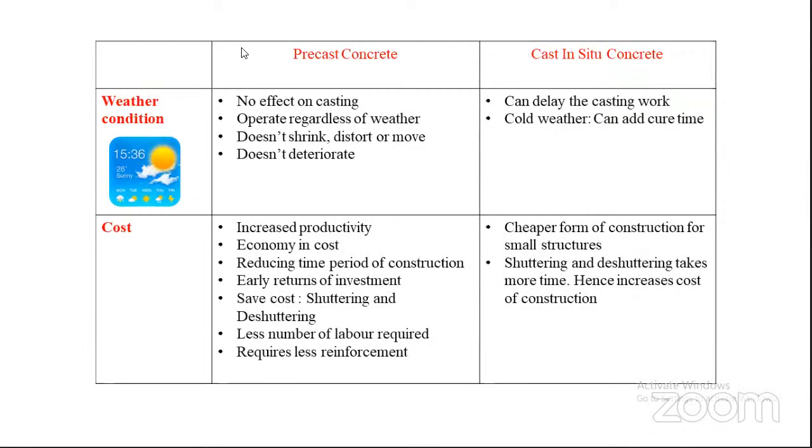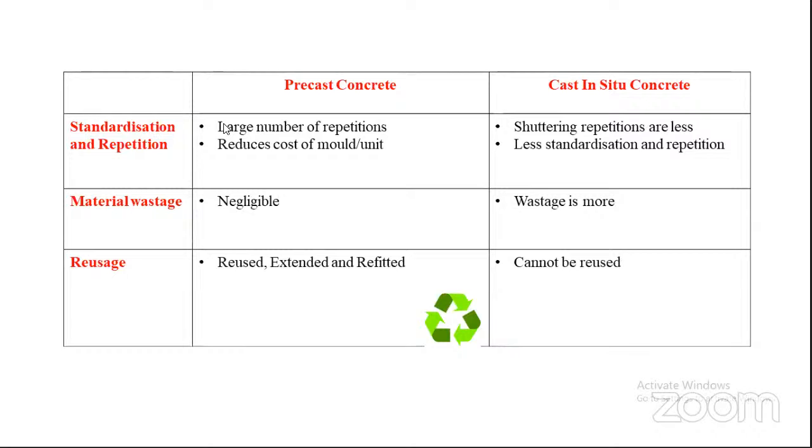Next is standardization and repetition. In the precast method, similar elements repeat in a wall or a high-rise building. There is greater standardization, and there will be more repetition, right? So the mold for the precast components can be used for large constructions, thereby reducing the cost of mold per unit also. Whereas in cast in situ concrete, shuttering repetitions are less, so limited standardization and repetitions occur. So the precast method is more beneficial when we are thinking about standardization and repetition also.